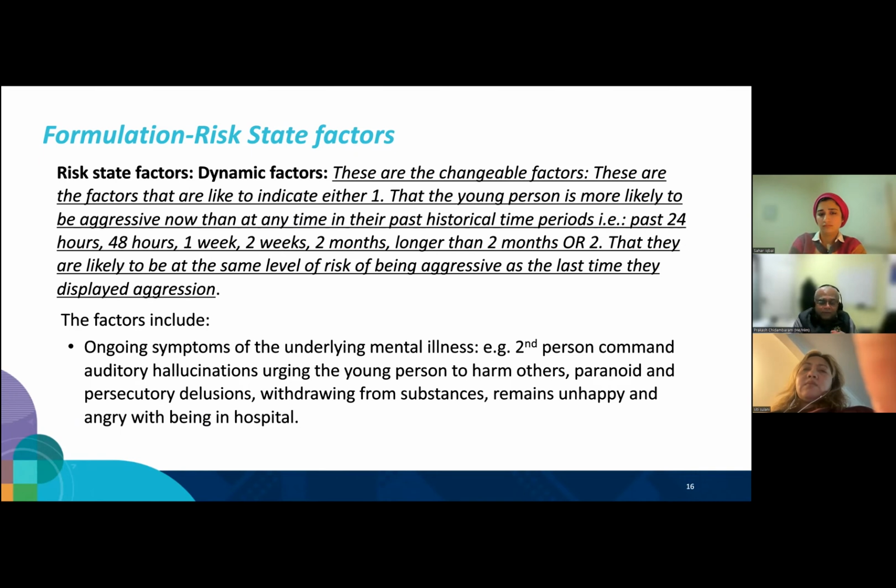Whereas the risk state factors indicate the risk of aggression in the person compared to their own history in the past. And that is across time periods: the last 24 to 48 hours, 1 week, 2 weeks, 2 months, or longer than 2 months. Whether they are likely to be at the same level of risk or higher or lower. So that's the way we compare. Some of the factors we look at are ongoing symptoms of an underlying mental illness, like second-person command auditory hallucinations urging the person to harm others, paranoid persecutory delusions, withdrawing from substances, remaining angry, and all of that sort of stuff.